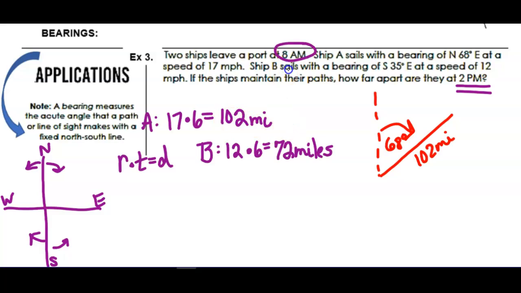Ship B sails with a bearing of south 35 degrees east at a speed of 12. If the ships maintain their paths, how far apart will they be? They leave the same port, okay? So they both left here. This guy went 102 this way. Ship B is sailing, instead of going straight south, so this was off of north, this one is off of south, he's going 35 towards the east.